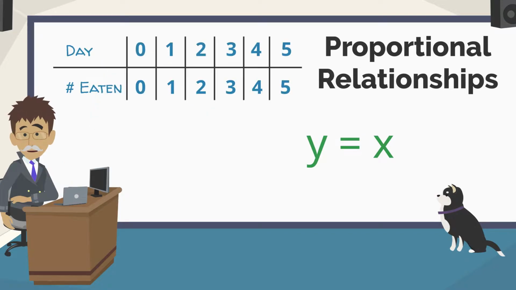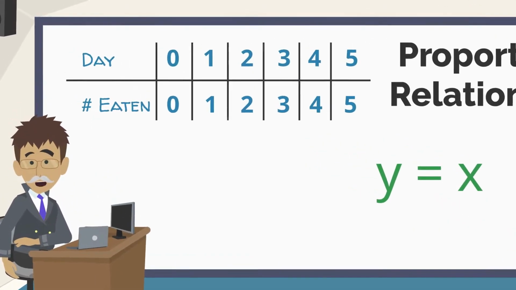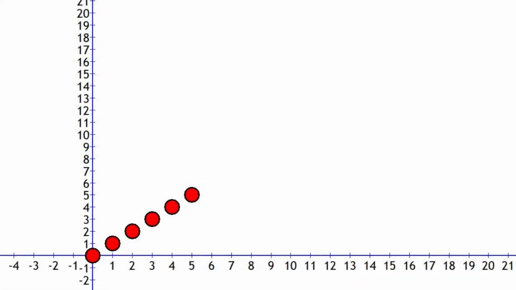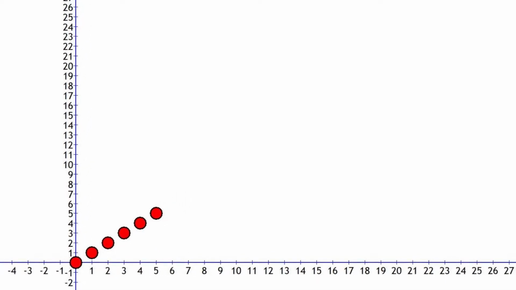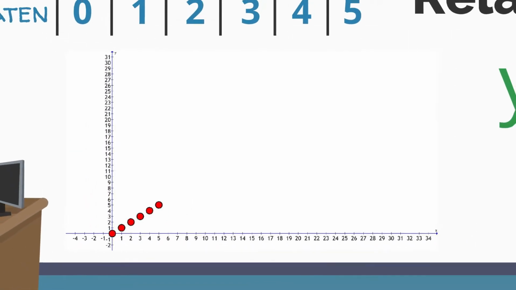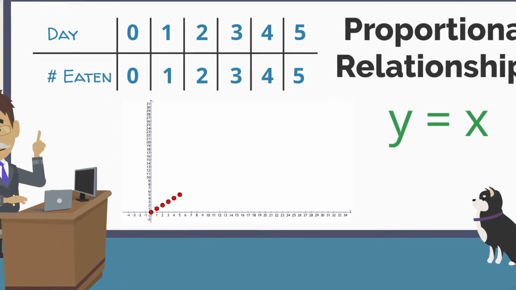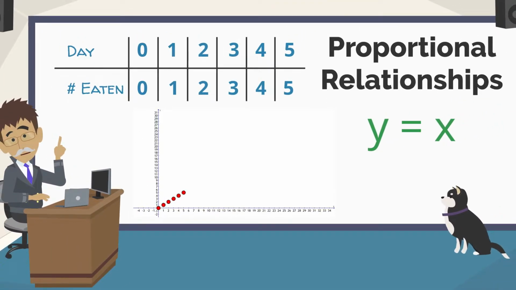If we create a table, select input values, and calculate output values, we get something like this. Plotting these as ordered pairs, we get this graph. This graph represents the function y equals x, where each output is equal to its input. This is the base linear function.